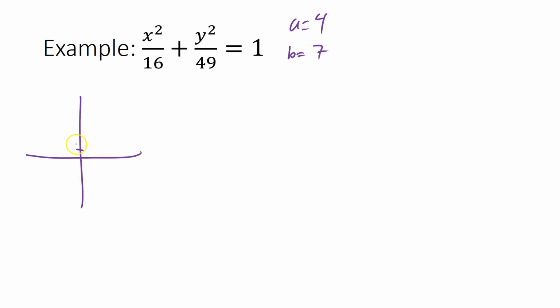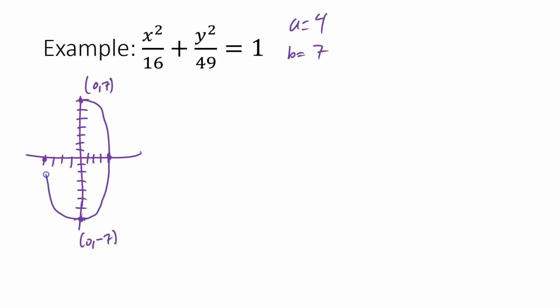So we're going to go up 1, 2, 3, 4, 5, 6, 7. Down 1, 2, 3, 4, 5, 6, 7. Left and right, we're going to go 4. 1, 2, 3, 4. 1, 2, 3, 4. Dots everywhere. So this time the vertices, remember always at the end of the major axis, are at 0, 7 and 0, negative 7. So we're going to connect the dots. Remember going straight out and straight in, straight out and straight in, straight out and straight in. I'm not going to grade you on your art, but it should look like an ellipse, right? Kind of looks like a potato.